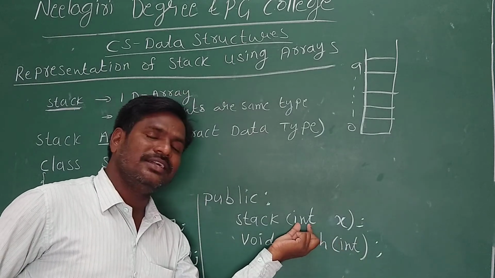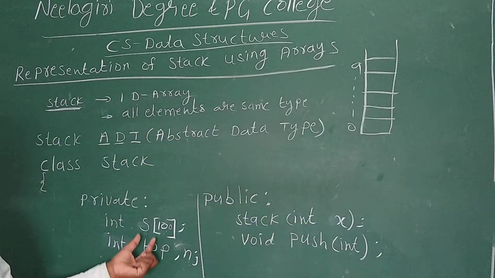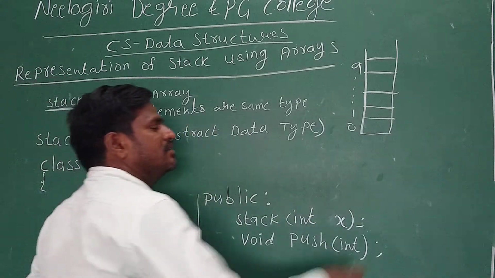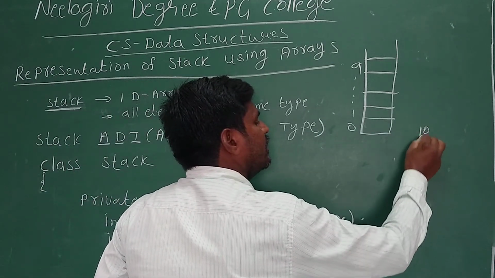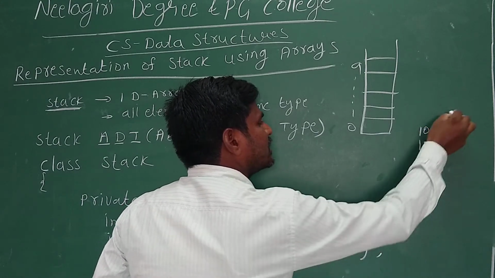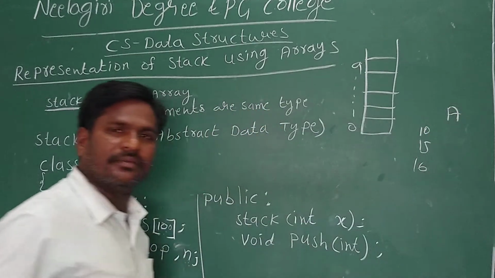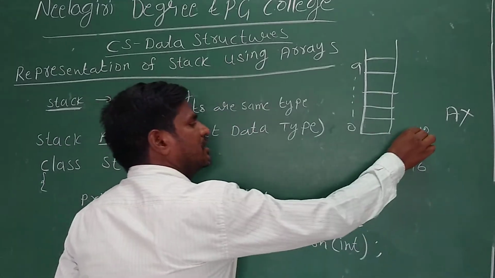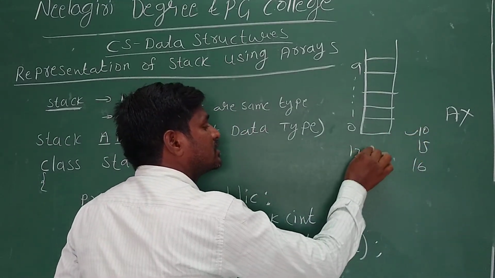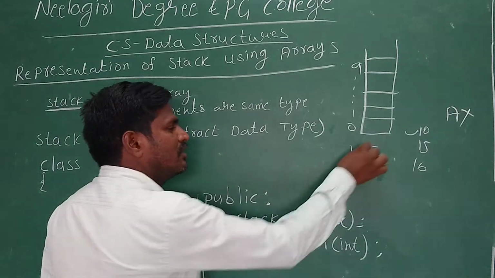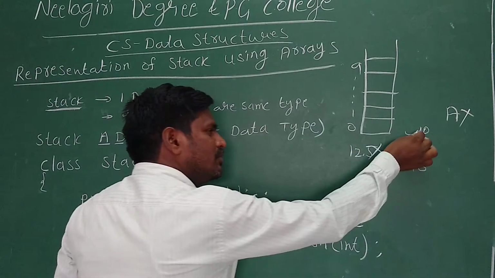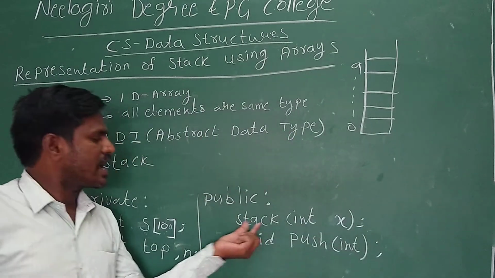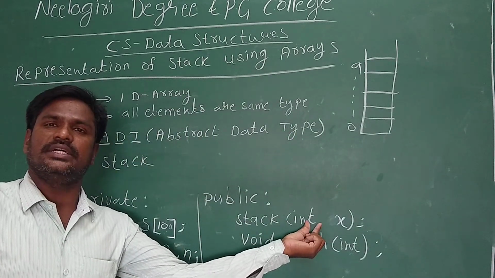Next, here it is always integer because x is the stack size. The size you can say is 10, 15, 16. You cannot say that the size of the stack is 8. It is not correct. So the stack size is always an integer. Even you cannot say that the stack size is 12.5. It is not correct. We always say integer values only. So here the stack creation also takes an integer.